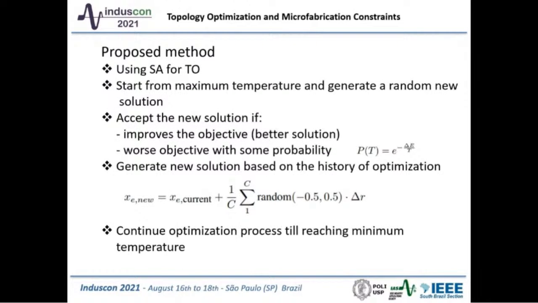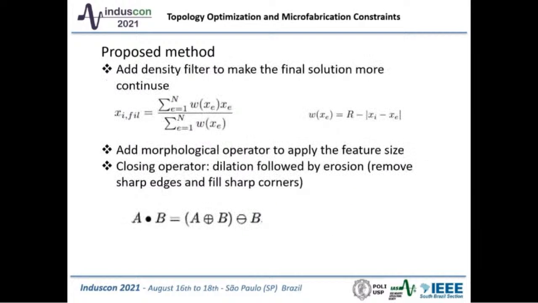The proposed method here is using simulated annealing for topology optimization. This process starts from a maximum temperature and generates a random new solution. This new solution is accepted if it's better than the previous solution, or if it's worse, it has some probability to be accepted. In the next step, a new solution is generated based on the history of optimization, and this process continues until reaching the minimum temperature.